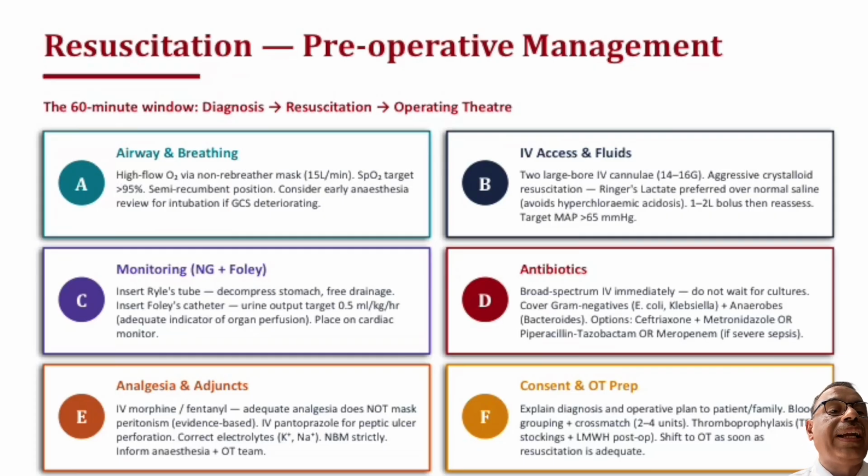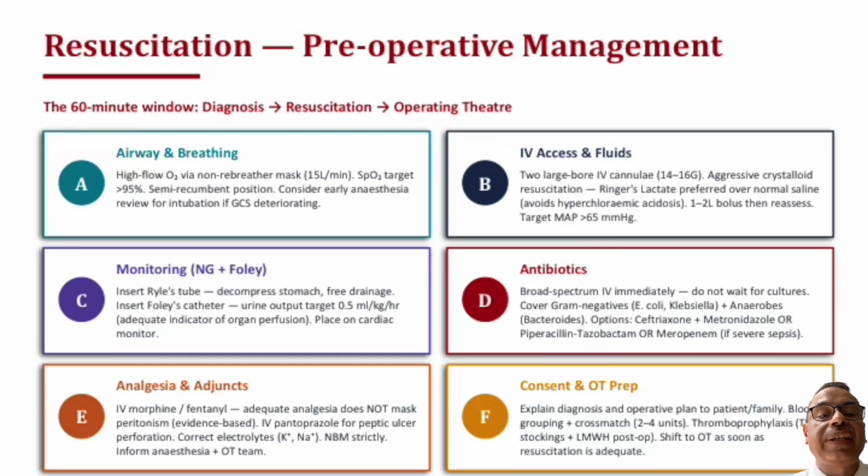Start broad spectrum antibiotics immediately. Do not wait for any culture reports. Ideally, the empirical antibiotics should cover gram-negatives like E. coli or Klebsiella with anaerobes like Bacteroides. So we have a very clear option of a third generation cephalosporin, ceftriaxone with metronidazole, or we can also give a piperacillin tazobactam combination or a meropenem combination in severe sepsis.